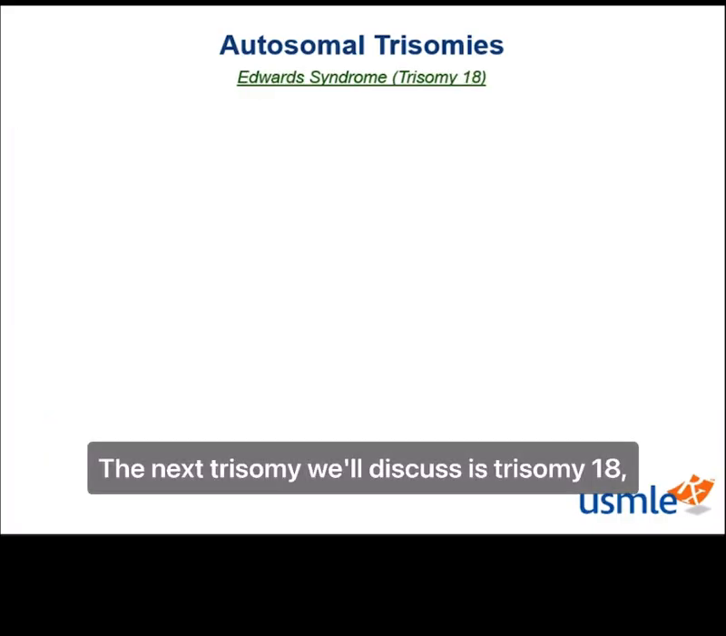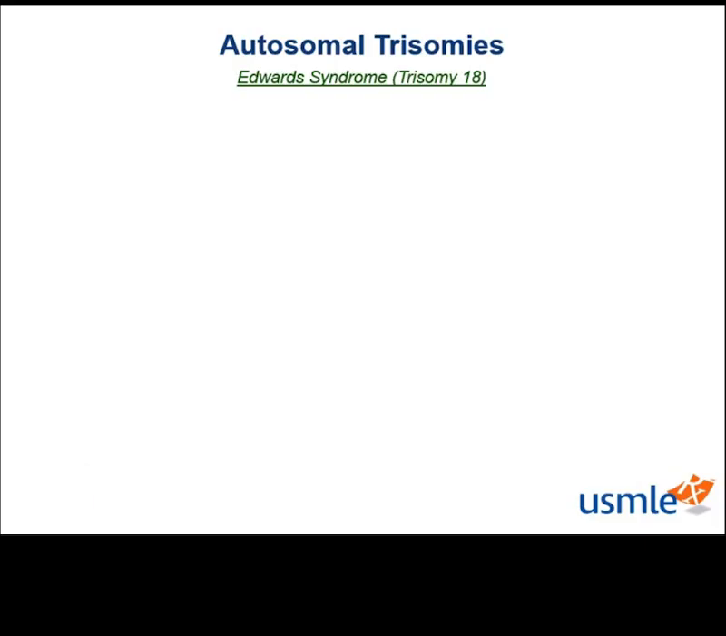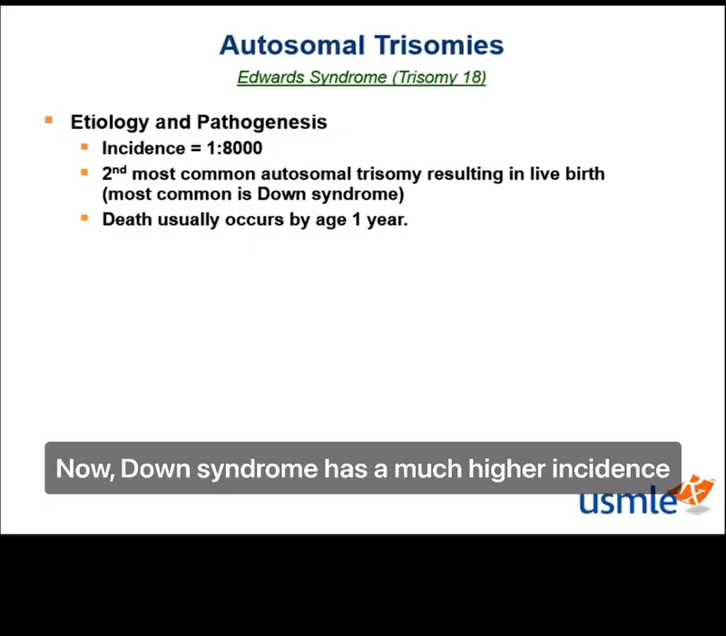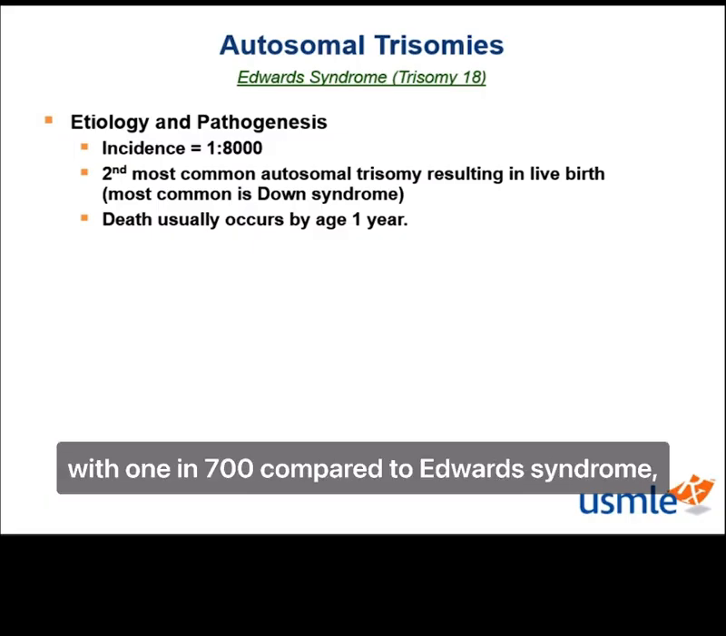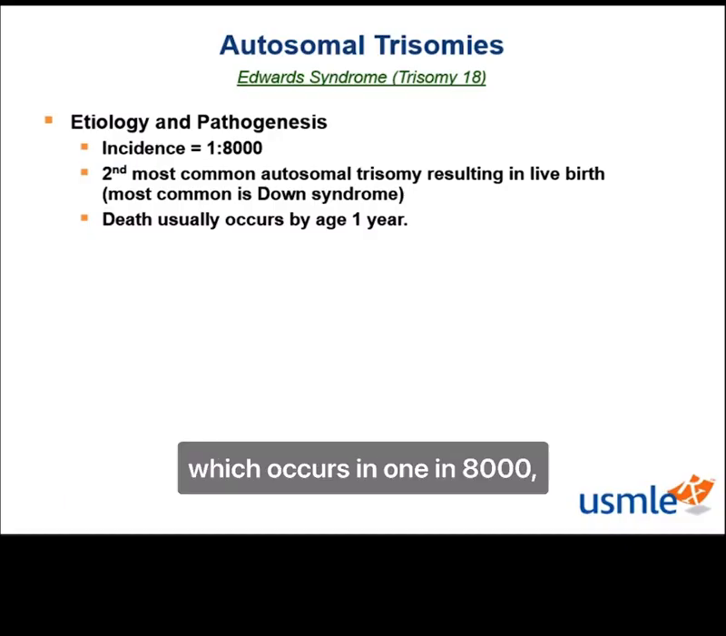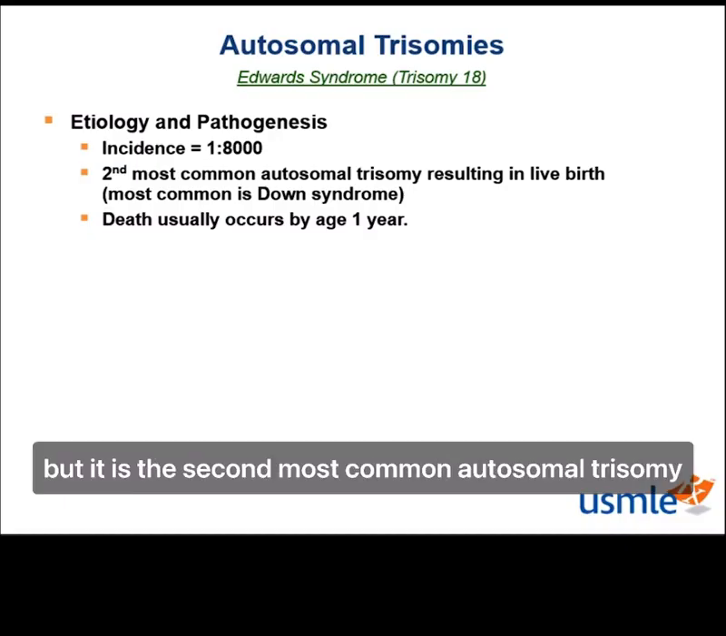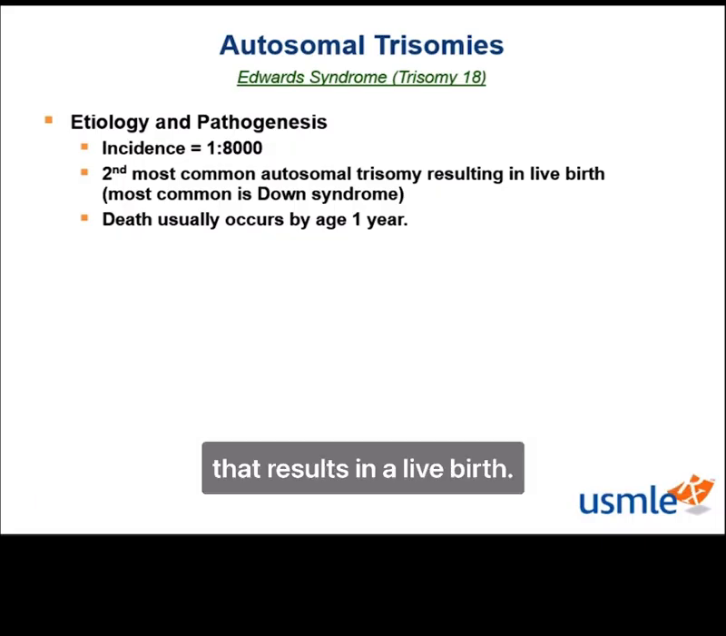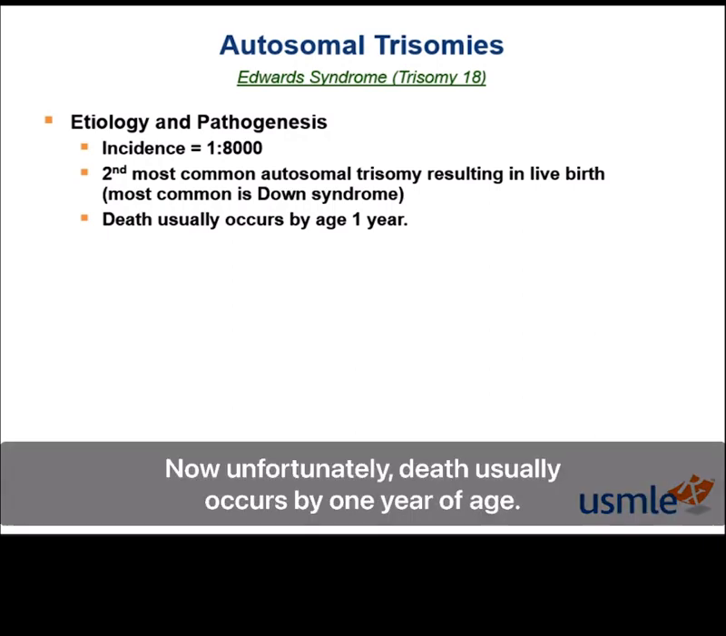The next trisomy we'll discuss is trisomy 18 or Edwards syndrome. Now, Down syndrome has a much higher incidence with 1 in 700 compared to Edwards syndrome, which occurs in 1 in 8,000, but it is the second most common autosomal trisomy that results in a live birth. Now, unfortunately, death usually occurs by 1 year of age.